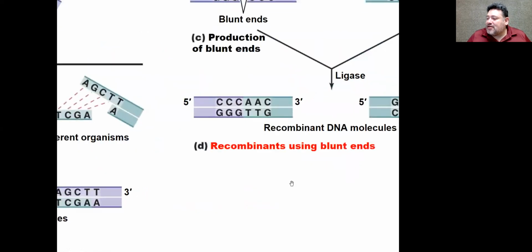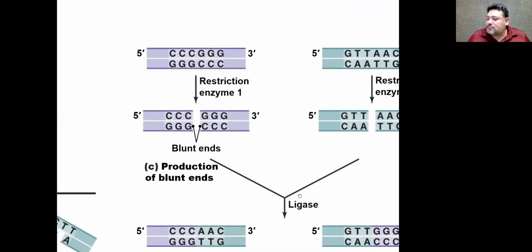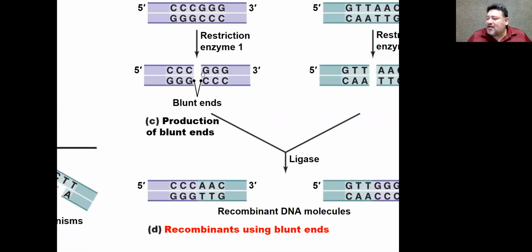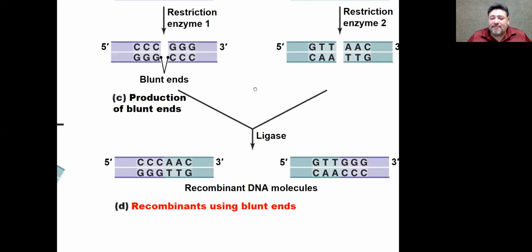Now we're going to go into what's called the blunt ends. Okay, so if we look over here, here's our blunt end. Notice that it cuts right down the middle and there's no sticky overhang. You might think to yourself, wow, how is that going to work? And I'm going to tell you, it doesn't work well. It doesn't work well because there's no complementary hydrogen bonding to bring these two together.